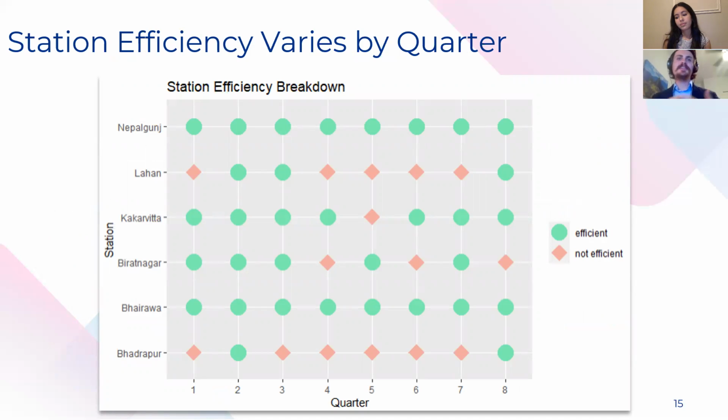In this graph, you can see on the y-axis are the station names, and on the x-axis are the different periods of time, or quarters. You can see that some stations, such as Nepal-India, are always efficient, whereas other stations change by quarters. This is a good indication of the variety in station performances. However, this graph just shows which stations are efficient and inefficient. We don't yet know which stations are the most efficient or how much the efficiencies changed among the stations.